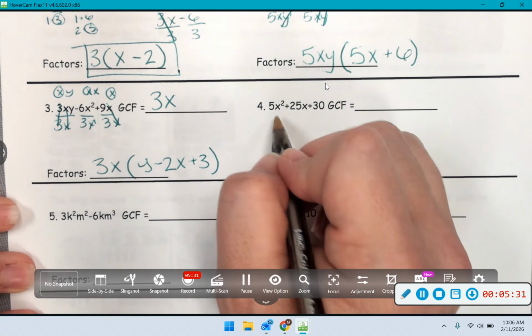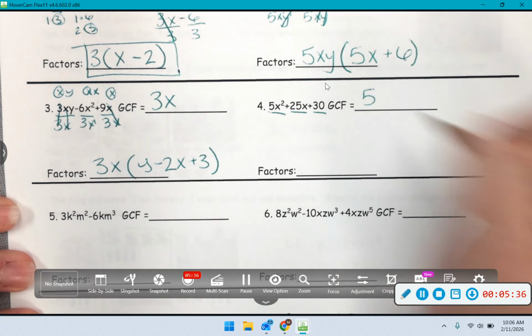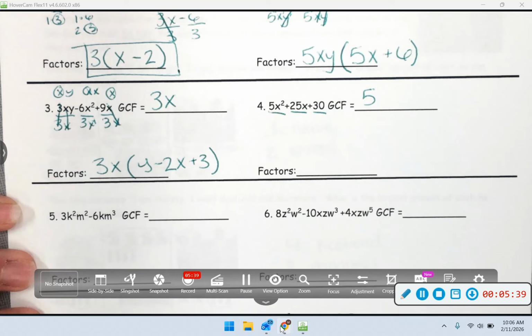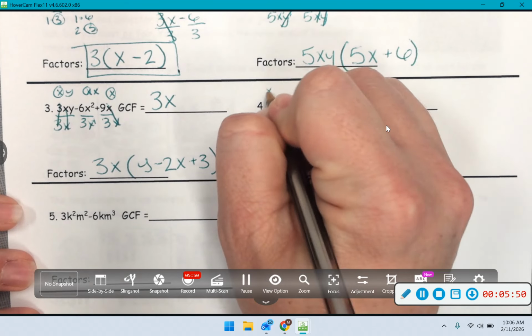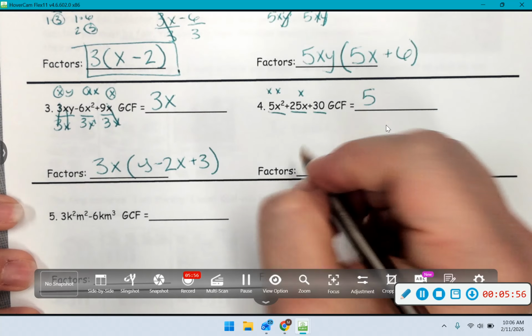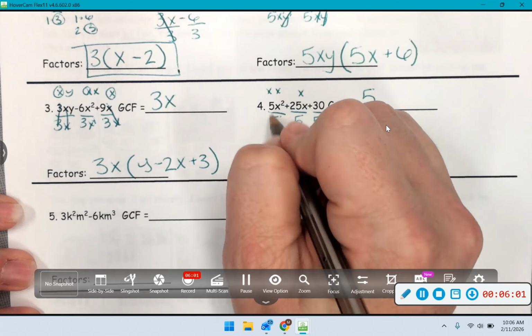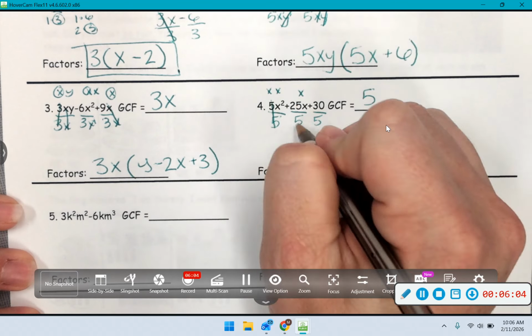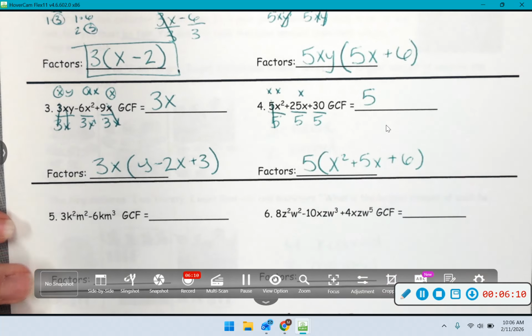Okay, number 4, my smallest number is 5. Here's my 3 terms. 5 goes into 25, 5 goes into 30, so 5 is my GCF. And the calculator does work with 3 numbers, so we could test it here. 5, 25, 30, and let's see, it tells me 5, so that works. And then I have x twice, x once, and no x. So I cannot take a letter because this one doesn't have a letter. So my GCF is just 5. So we're going to divide by 5. That leaves me with x squared. 25x divided by 5 is 5x. 30 divided by 5 is 6. There's my answer.